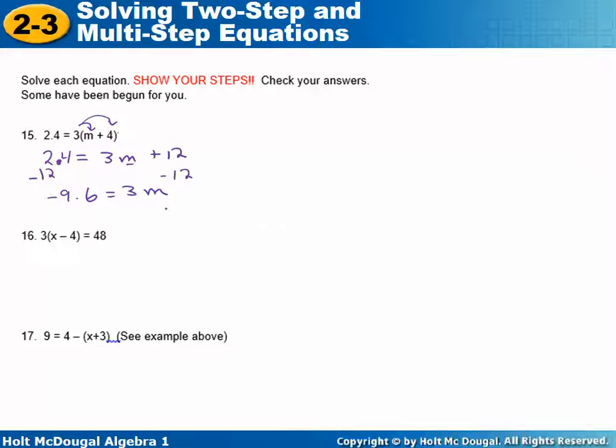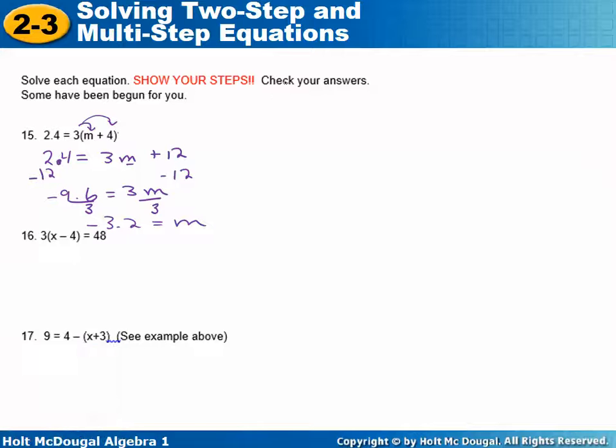So our next step would be to divide both sides by 3 to undo the multiplying by 3. And negative 9.6 divided by 3 is negative 3.2. And that's what we would get for m.